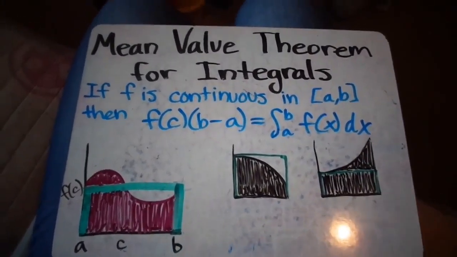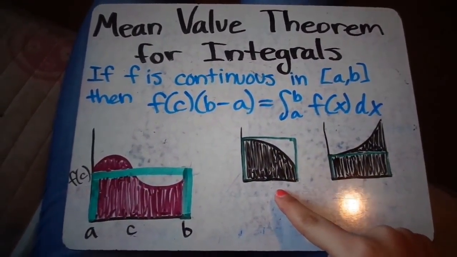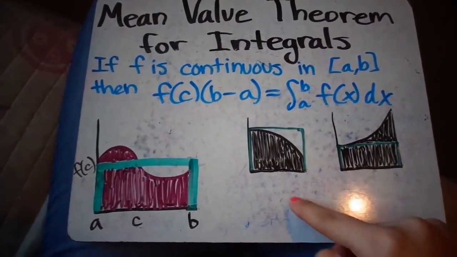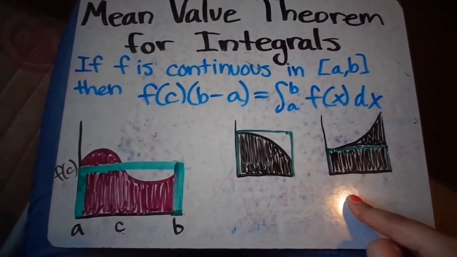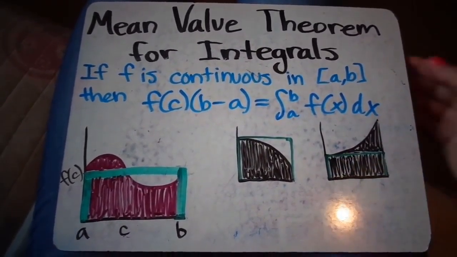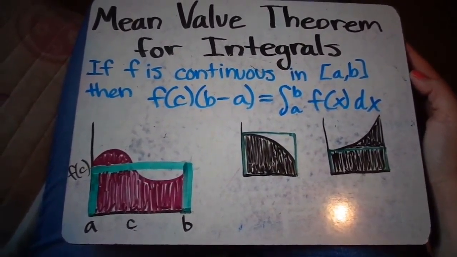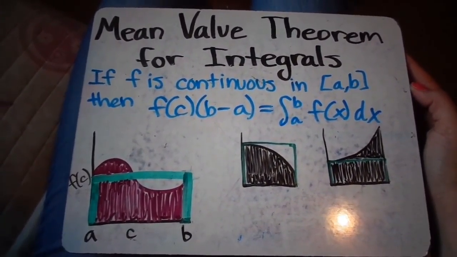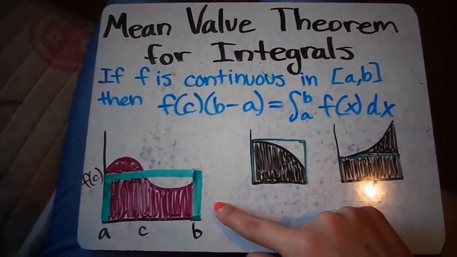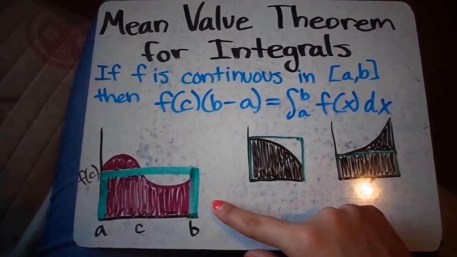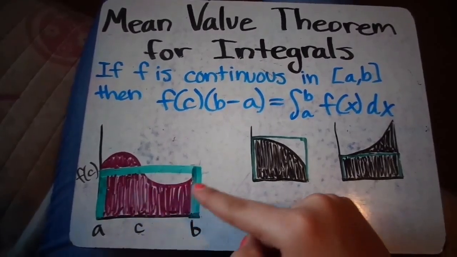In some cases, rectangles are either an overestimation of the area under a function or an underestimation of that area. The mean value theorem for integrals states that if the function f is continuous in the closed interval [a, b], then there is a rectangle known as the mean value rectangle whose area is equal to the area under the function.